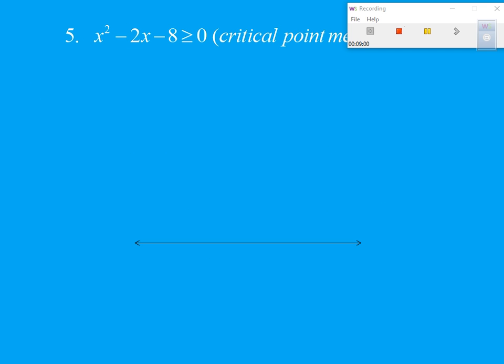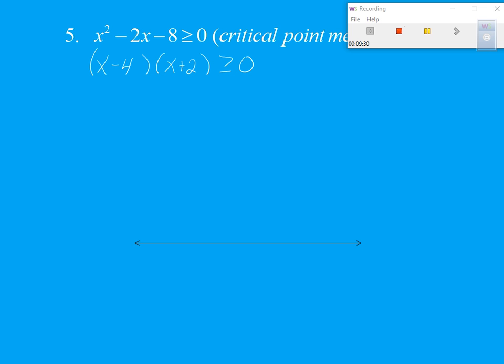So here's your number 5. I've got x squared minus 2x minus 8 equals 0. I'm going to show you how to do this via what I call the critical point method. Critical points are really our x-intercepts, our solutions. But since it's a squared and we can factor it, that's what we're going to do. So I'm going to factor x squared minus 2x minus 8, and I'm going to get x minus 4 and x plus 2 is greater than or equal to 0.